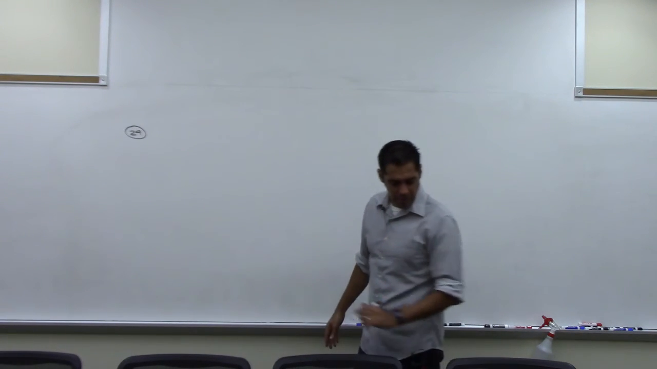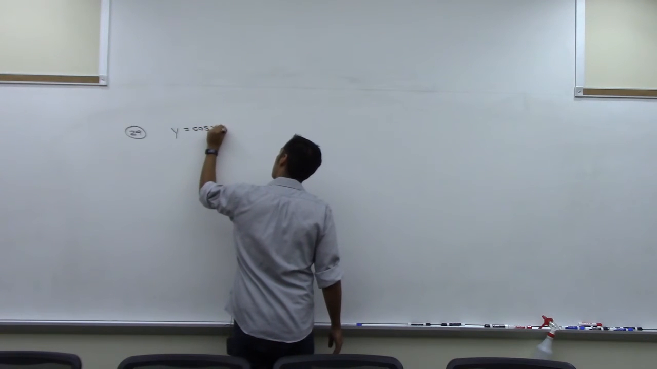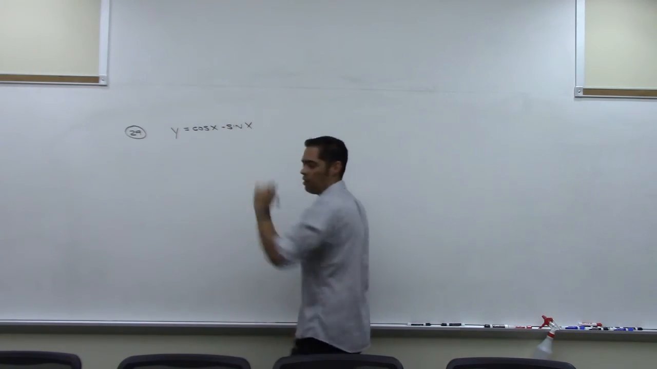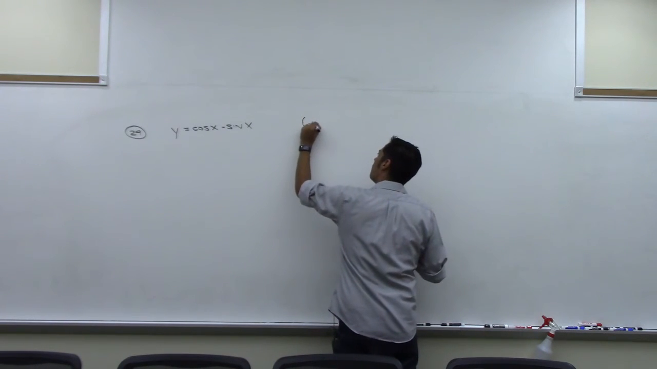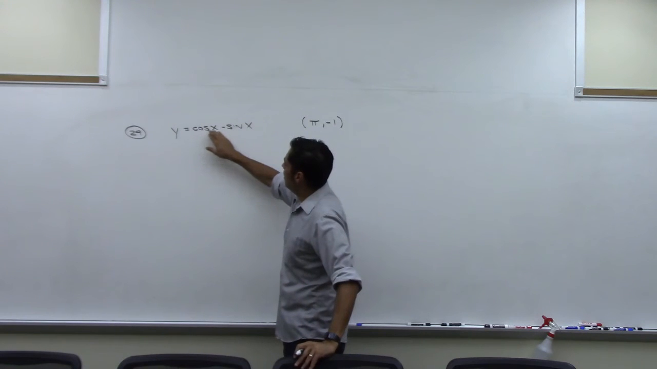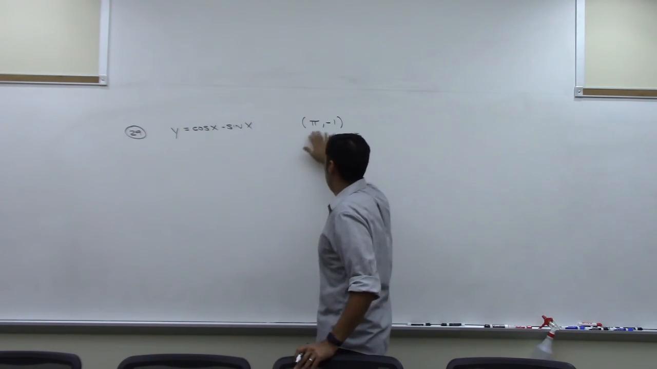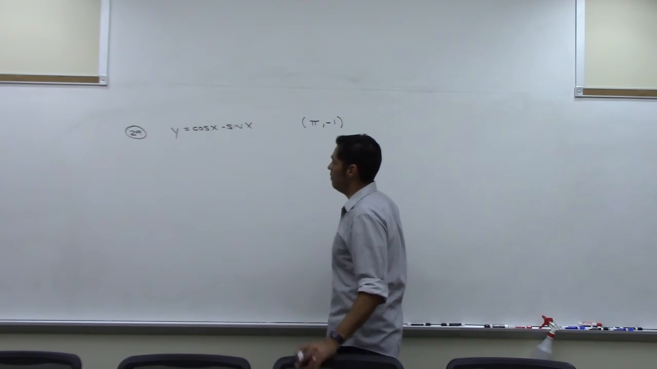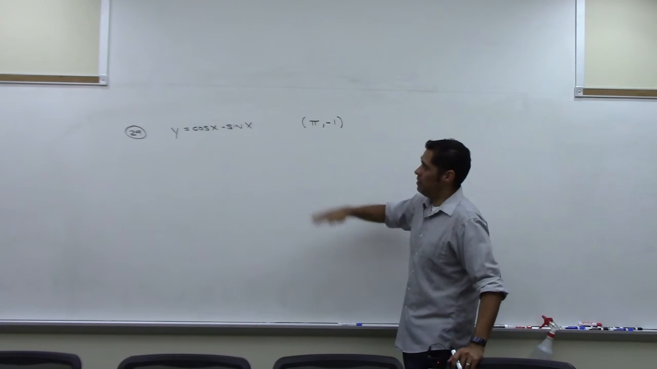So y is cosine x minus sine x. So we could graph that curve, and if we go to the point (pi, -1), if we plug in pi into this, cosine of pi is -1, sine of pi is 0, so we get this point on the curve. So that's where we would be. Now, the question is, what is the equation of the tangent line?